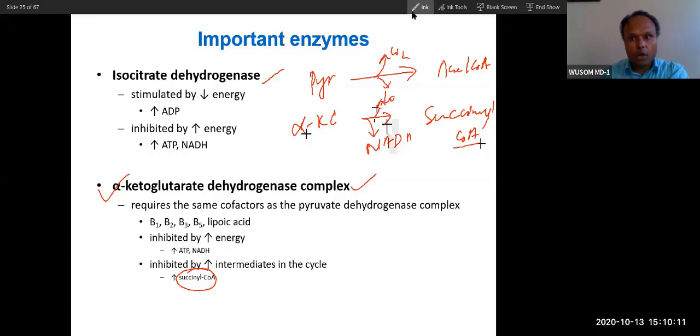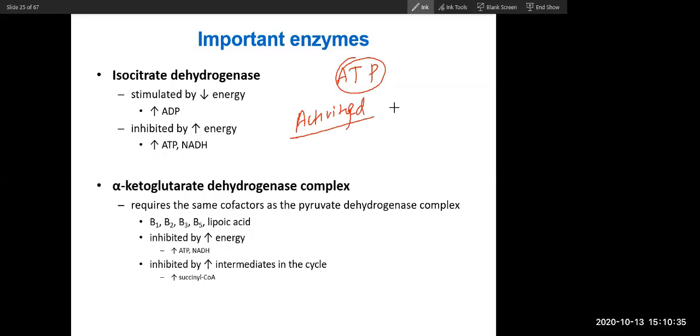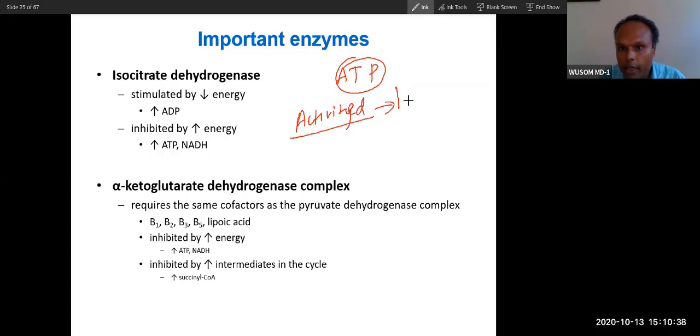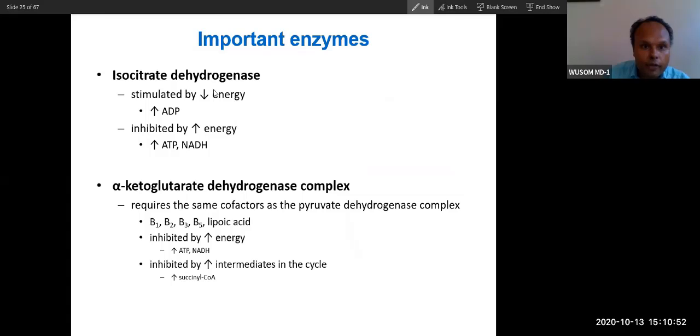Now, as in glycolysis, glycolysis is activated by ATP or ADP, low energy, and inhibited by high energy, because the end product of glycolysis is ATP. So ATP inhibits glycolysis. The same way, the end product of the Krebs cycle is ATP, and that is why ATP will inhibit the Krebs cycle. And NADH is also an energy equivalent. So these two will inhibit.